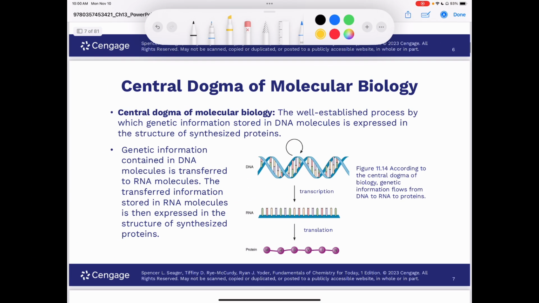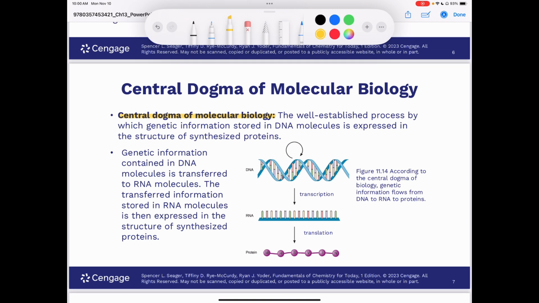And so you should be able to provide a definition of the central dogma of molecular biology, which is the well-established process by which genetic information stored in DNA molecules is expressed in the structure of synthesized proteins. Now, according to this principle, the genetic information contained in DNA molecules is transferred to RNA molecules. The transferred information stored in RNA molecules is then expressed in the structure of synthesized proteins. In other words, the genetic information in DNA, or genes, directs the synthesis of certain proteins.